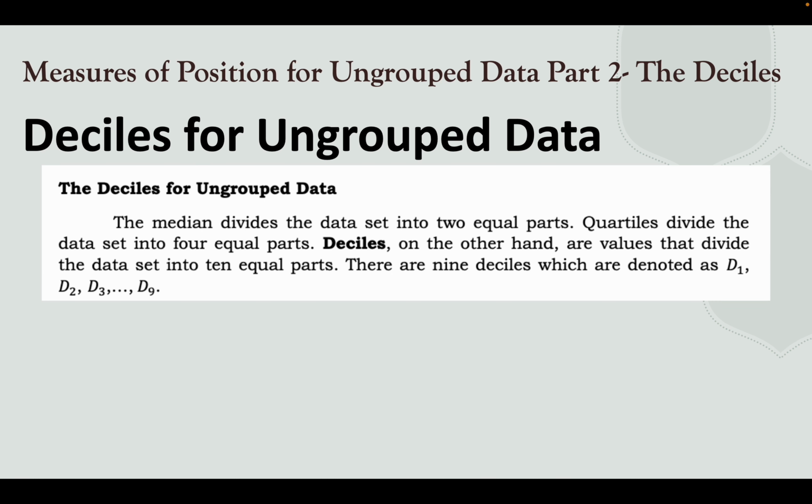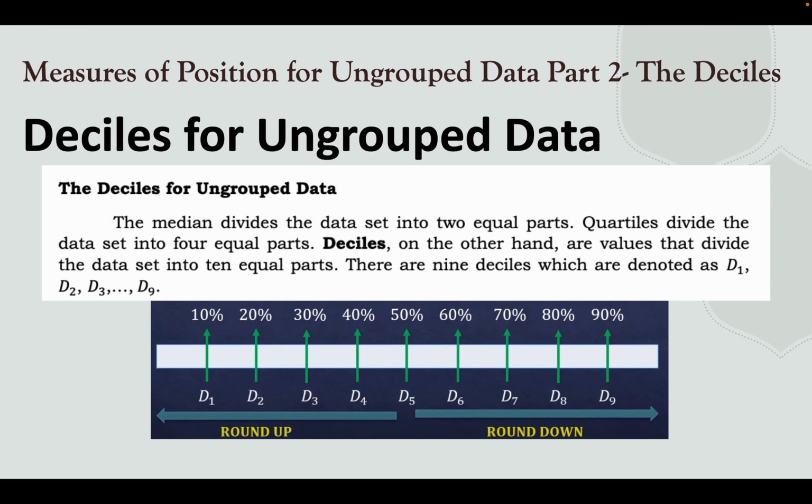For the deciles for ungrouped data, the median divides the data set into two equal parts. The quartile divides the data set into four equal parts. On the other hand, the deciles are the values that divide the data set into 10 equal parts. There are 9 deciles, denoted by D sub 1, D sub 2, D sub 3 until D sub 9. So we have here the 10 equal parts of the deciles.